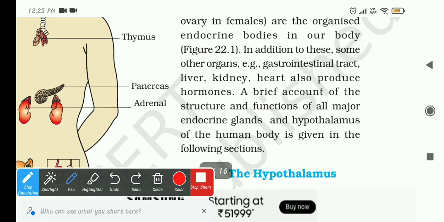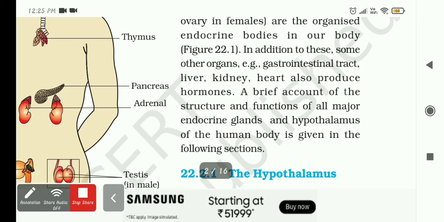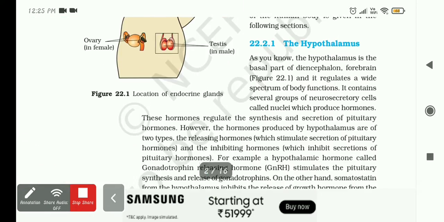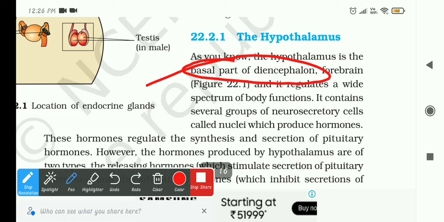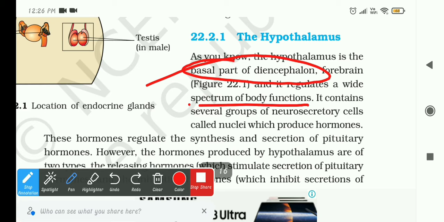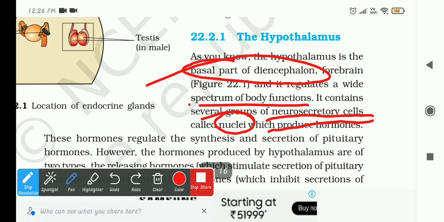Let's talk about the hypothalamus first. What is the hypothalamus? The hypothalamus is present in the basal part of the diencephalon, and its function is to regulate a spectrum of body functions. It contains groups of neurosecretory cells which are called nuclei, and the work of the nuclei is to produce hormones.